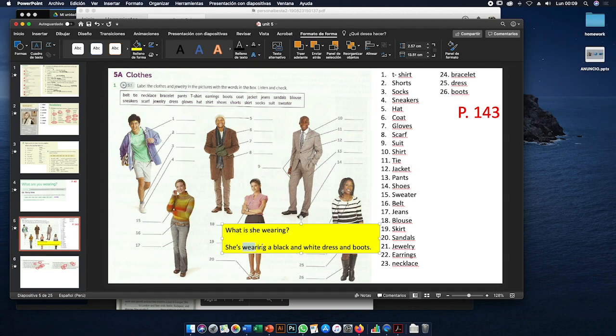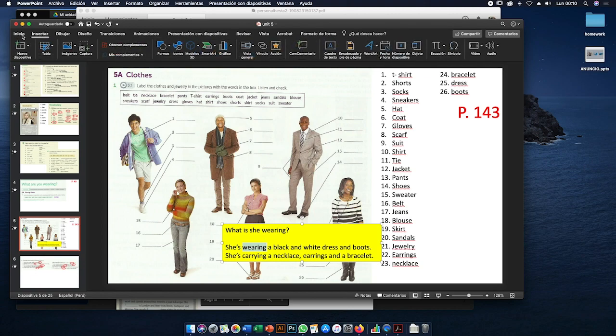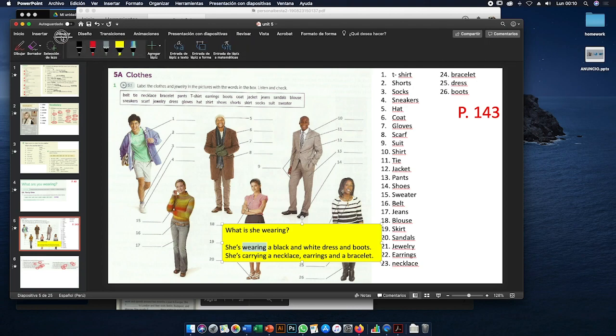So here we are not going to use wearing because wearing is only for clothes. So here you can say, what is she wearing? She's wearing a black and white dress and boots. And she's carrying, it comes from carry, a necklace, earrings, what you put on your ears, and a bracelet. So here you can see that we are describing what she is wearing, the clothes, and also what she is carrying, the accessories. So you can also mention the accessories she's carrying in this case.